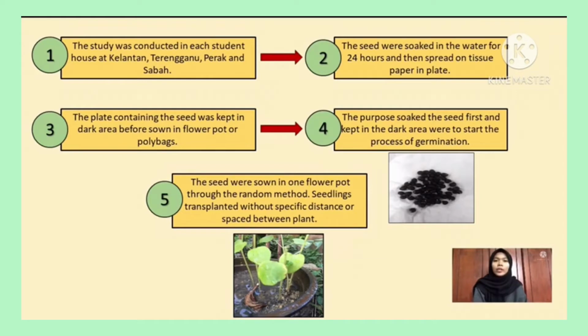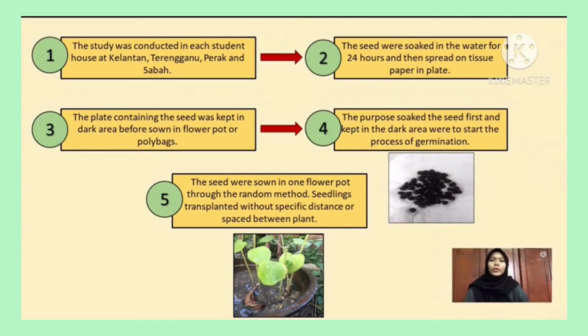and then were spread on tissue paper in a plate. The plate containing the seeds was kept in a dark area at room temperature of 30 degrees Celsius before being sown in the flower pot. The purpose of soaking the seeds first and keeping them in the dark area was to start the process of germination. Germination is a process that begins with imbibition and ends with emergence of the radicle from the seed. The figures show the germination of shoot tips during the process of germination. From this process, it can be classified between healthy seed and damaged seed before planting to ensure the plants were sown in good condition.